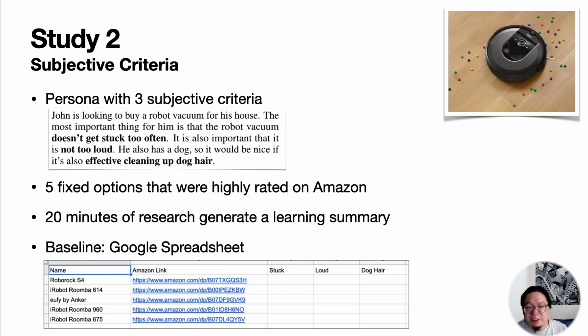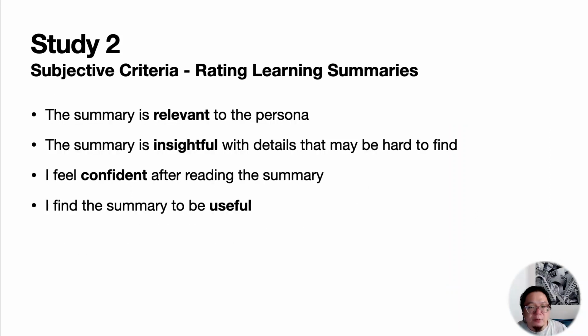So we had participants each conduct 20 minutes of research using their assigned tools, and then write a short summary of what they've learned during that 20-minute period. This is a common practice for evaluating these research support tools to try and capture how well people have learned in a fixed amount of time. We then rated each of the learning summaries on these 4 aspects.